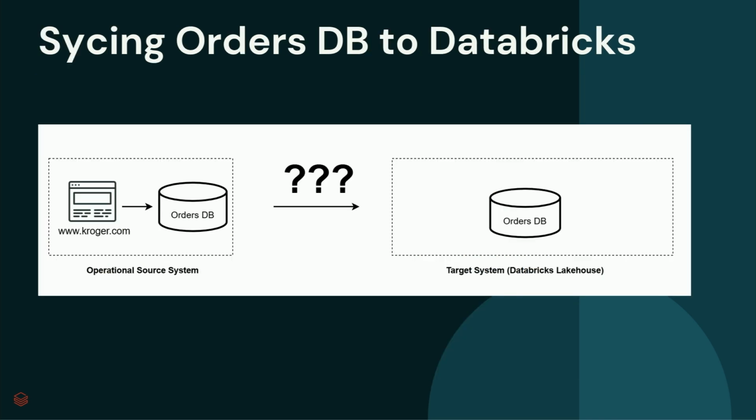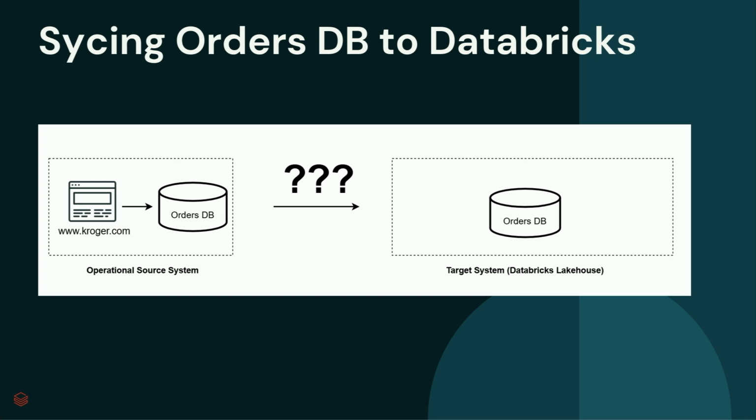So one more time, on the left-hand side, I have Kroger.com, the website, and it updates orders in my orders table in the database. What we want to do is analyze this data in Databricks. So the question is, how do I get the data from my operational relational database into Databricks? And we want to do this in near real time. So the question is, how do I do this best? And this is where change data capture comes in.